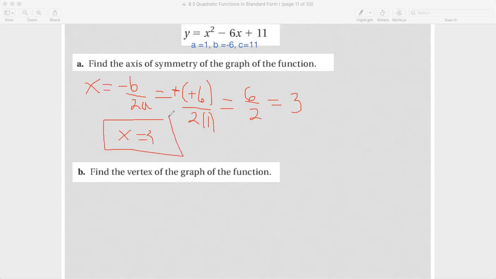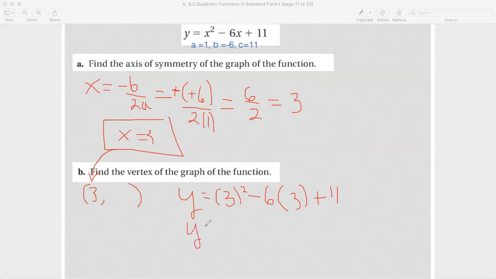Ta-da! Okay. So my vertex is going to be, and I like to start out, 3 comma something. That's something I need to find. Remember, your line of symmetry is always the x value. So it's going to be y equals 3 squared minus 6 times 3 plus 11.